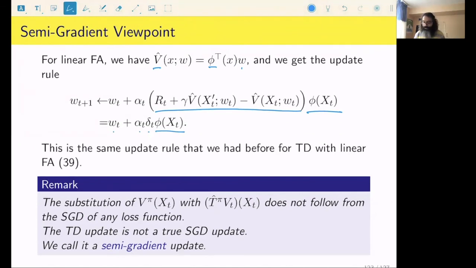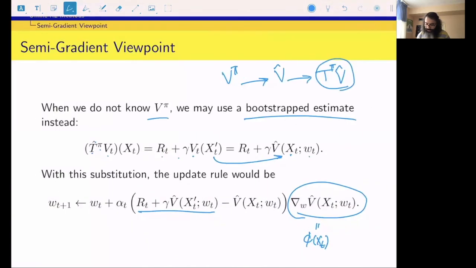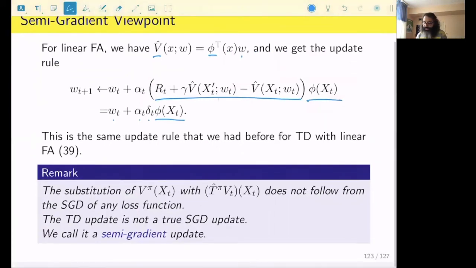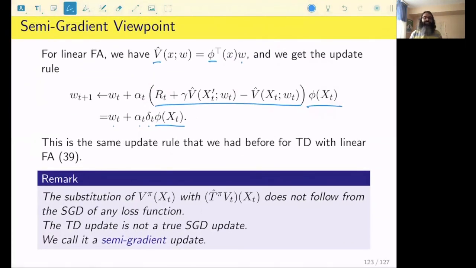So one important point here is that we did one step in a kind of heuristic or hand-wavy way. And what was that step? That step was when we replaced V pi. We don't know V pi, so we replaced it with T hat pi of V_t. So why did we do that? It turned out to be okay, we get the same TD. But this would not be equivalent to doing stochastic gradient descent of any loss function.